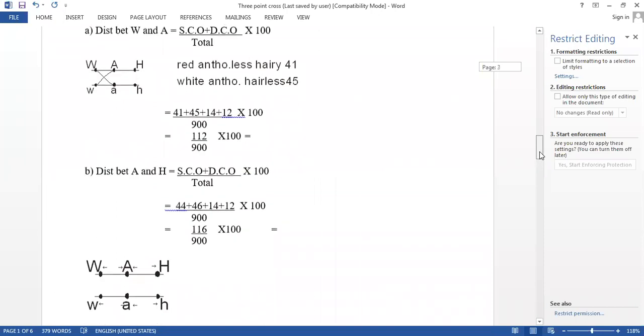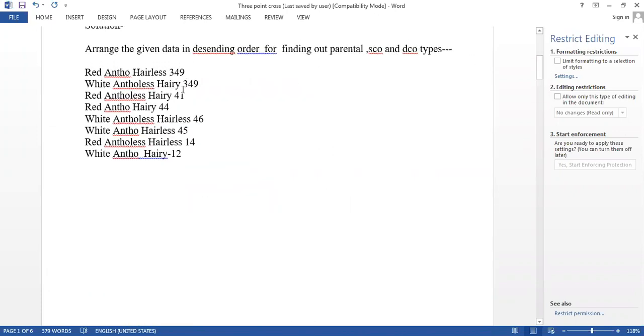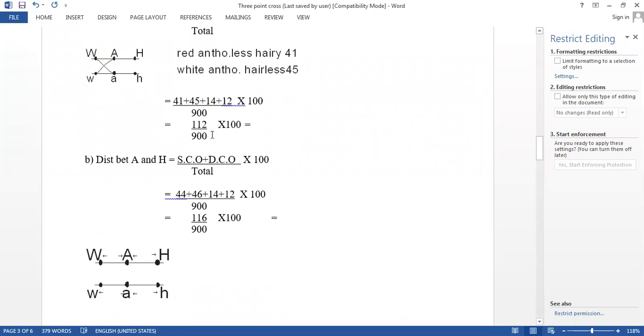Now, the formula, single crossover between W and A. How much do you have? 41 plus 45 plus double crossover, 14 plus 12, upon 900. Now where did this 900 come from? See here. Total all this. The total will be 900. Total offspring, if you add all this, the number you get is 900. I've already done it for you. Total is 900 into 100.